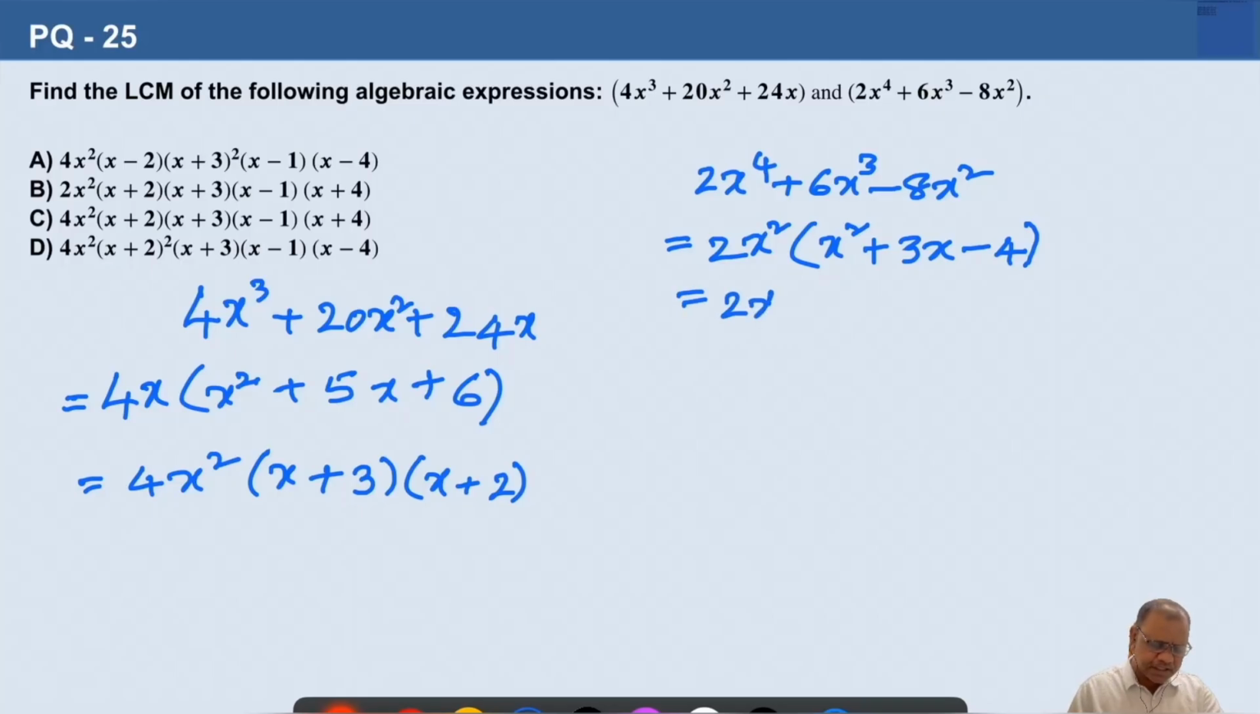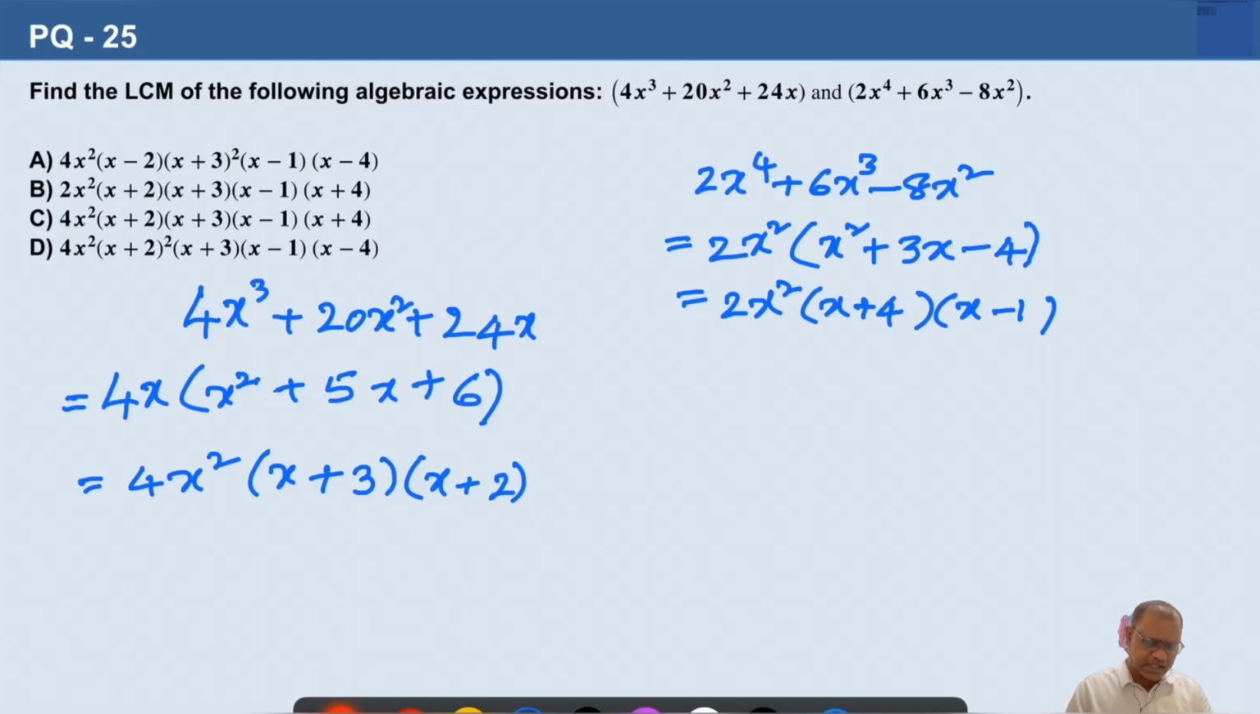Similarly, if you factorize this quadratic trinomial, write numbers such that the sum is the coefficient of the middle term and the product is the constant term. If you choose such numbers, you will get plus 4 and minus 1. The sum is 3 and the product is minus 4. So these are the factors of both the expressions.